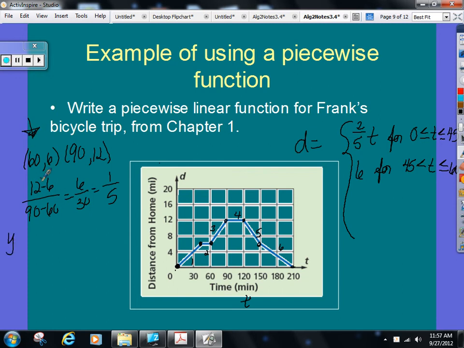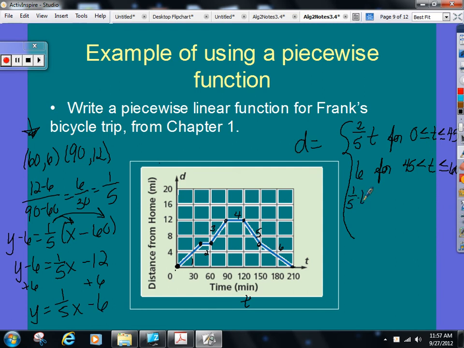y minus y1, so y minus 6 equals m times x minus x1, which is 60. y minus 6 equals, you do have to distribute this because you do have to get y by itself here. 1/5 x minus 12. Add 6, add 6. y equals 1/5 x minus 6. So the next piece is, and again we're talking about t, not x, 1/5 t minus 6.